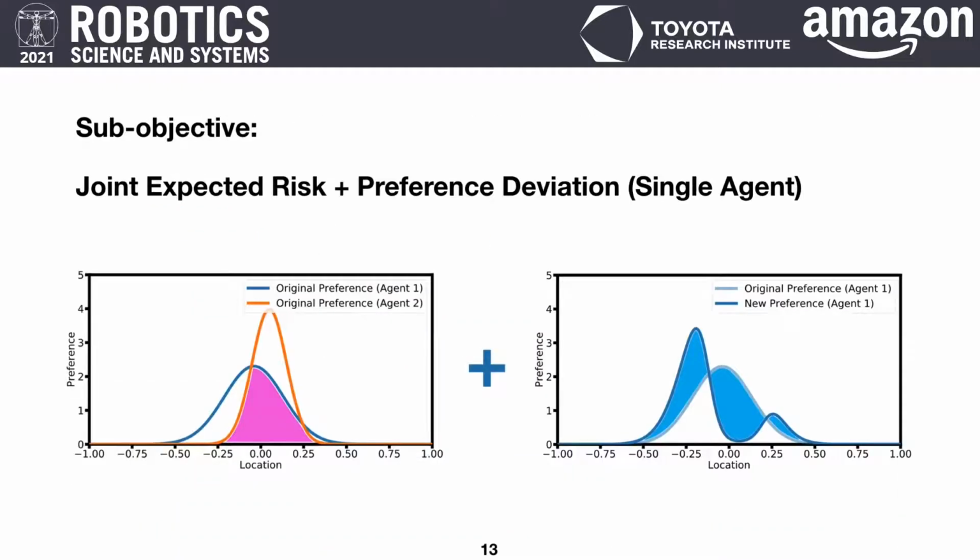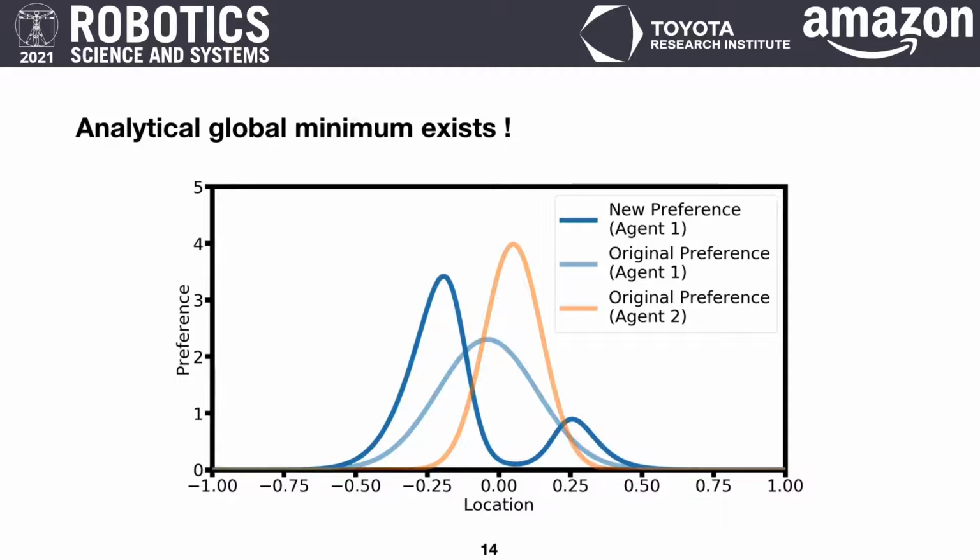Furthermore, we use iterative best response to update one agent at a time and assume the rest of the agent's preferences are fixed during the update. Therefore, in each iteration, for each agent, we have a sub-objective, which is a summation of the joint expected risk and the agent's own preference deviation from the last iteration. For the sub-objective, we can find an analytical solution for the global minimum and use it as the update rule to optimize each agent's preference sequentially.